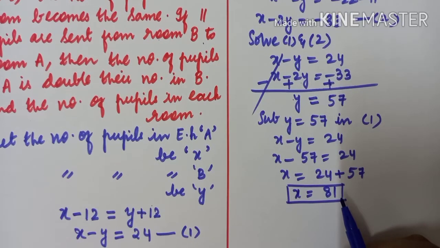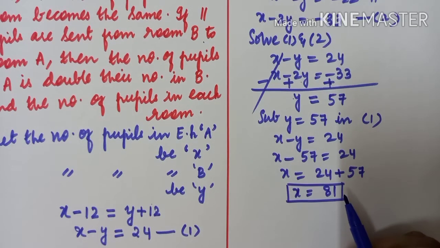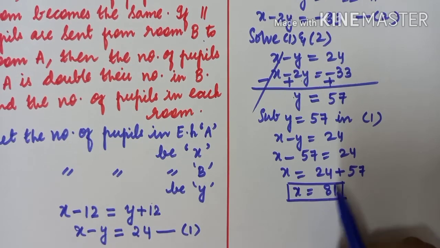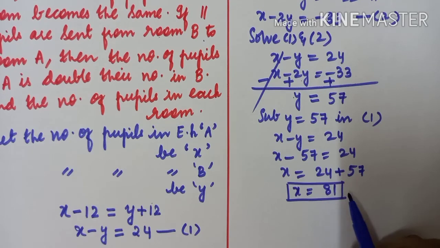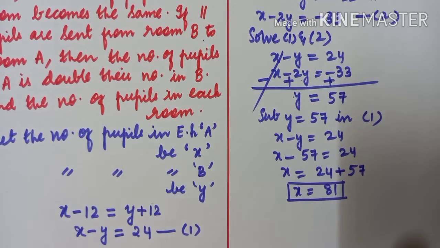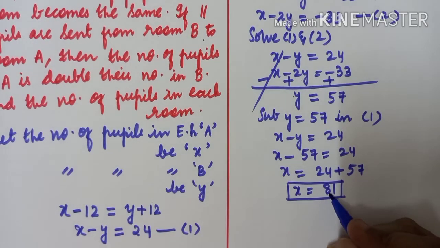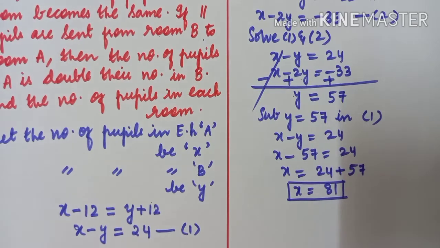So what can you say? Therefore, you need to find the number of people in each room. So there are 81 people in room A and 57 people in room B. There are two rooms, right, A and B. So actually 81 is there in room A and 57 is there in room B.